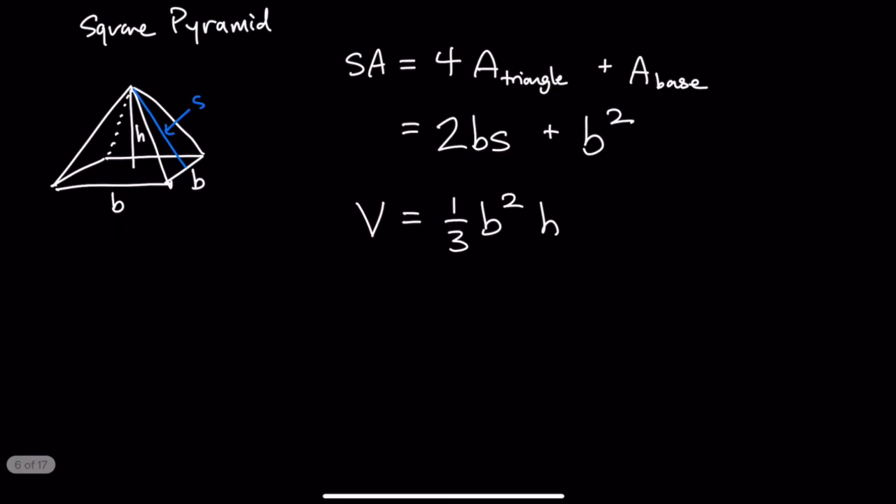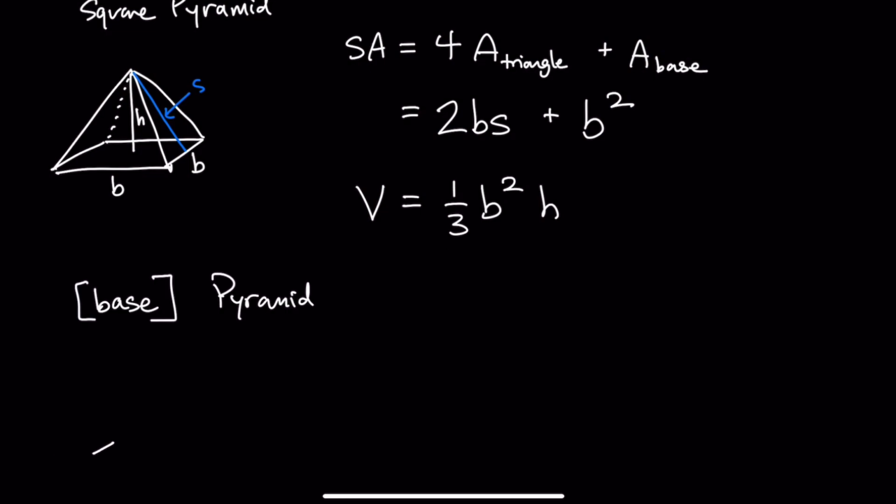What if we had a pyramid with a different base that's not a square? Let's say we had some hexagon as the base.